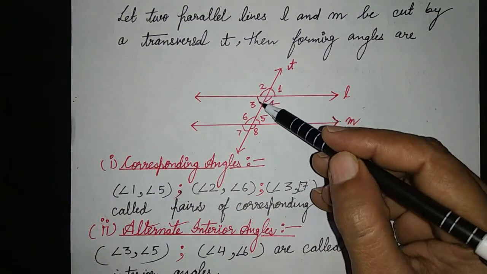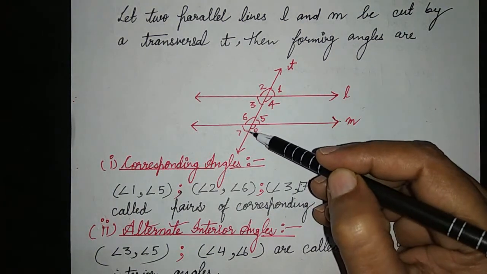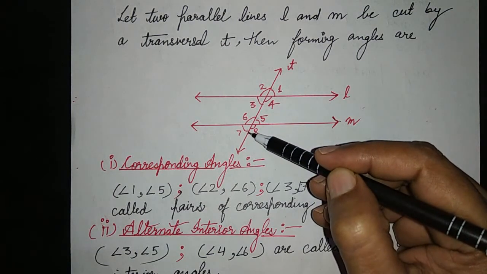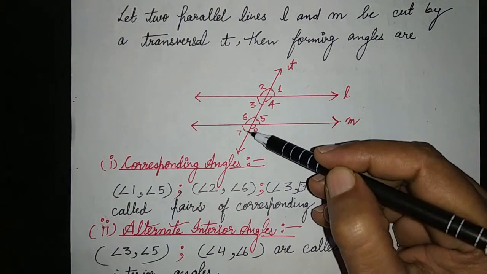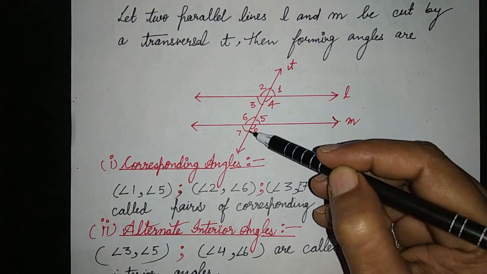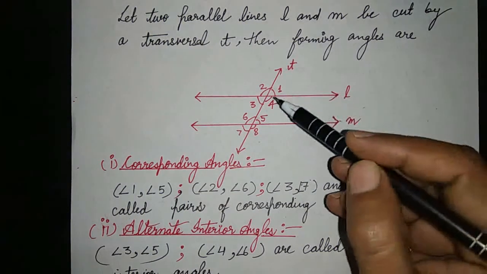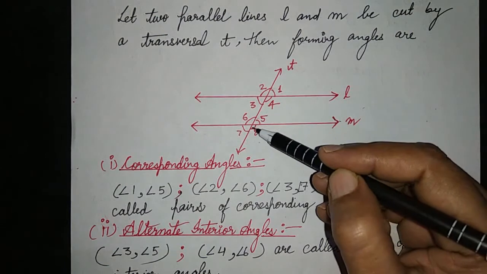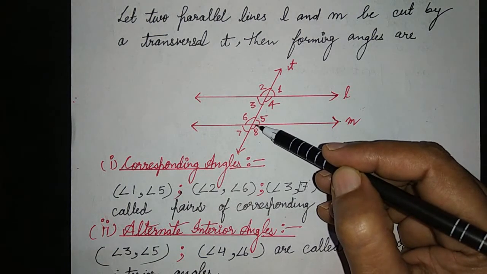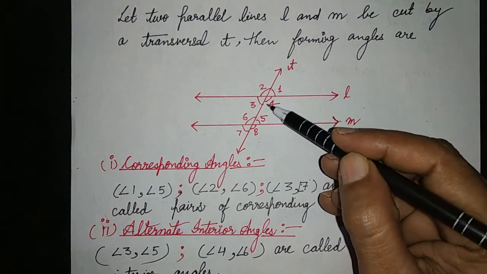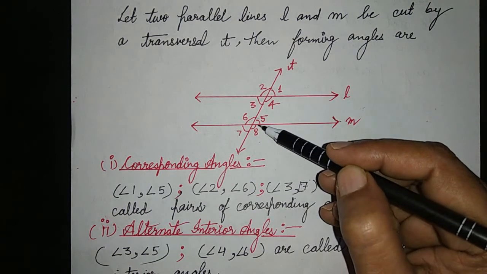Now angle 3 and angle 7. These two angles are also a pair of corresponding angles. Now one more pair of corresponding angles you can see, angle 4 and angle 8. These two are also a pair of corresponding angles.